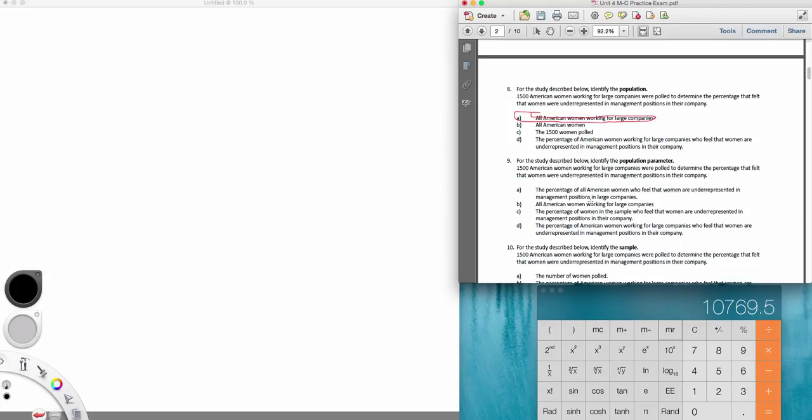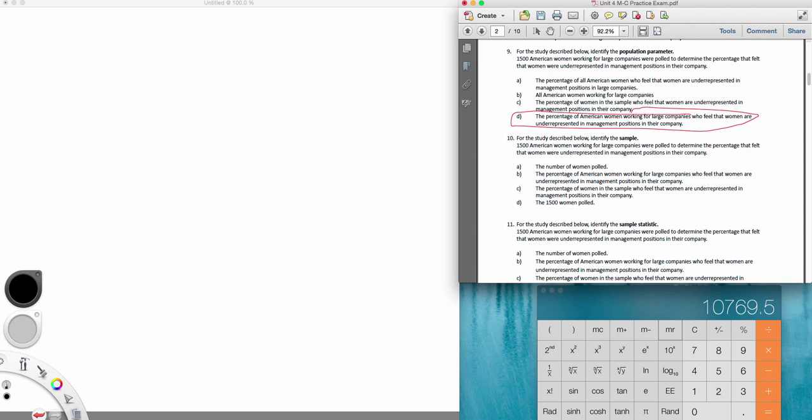Okay. All American women working for large companies, the percentage of women for the sample, okay, and the percentage of American working women for large companies. And see, there's the key. The women that work for the large company, not just women in general, but the ones working for the large companies. So D is actually the correct parameter on that one.